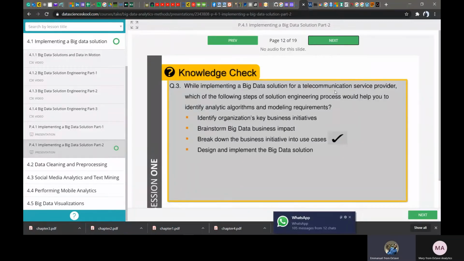While implementing a big data solution for a telecommunication service provider, which of the following steps of the solution engineering process would help you identify analytics algorithm and modeling requirements? That is, break down the business initiative into use cases. That will enable you to identify the analytic algorithm and modeling requirements to use. Because if you have not broken it down into use cases, then there's no point talking about analytic algorithms and modeling.